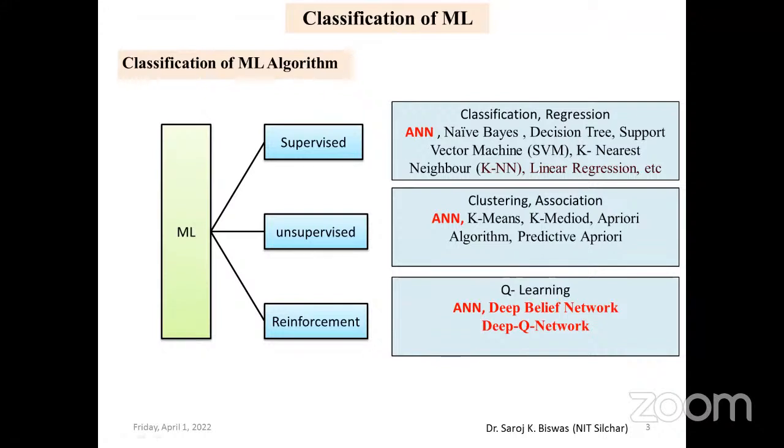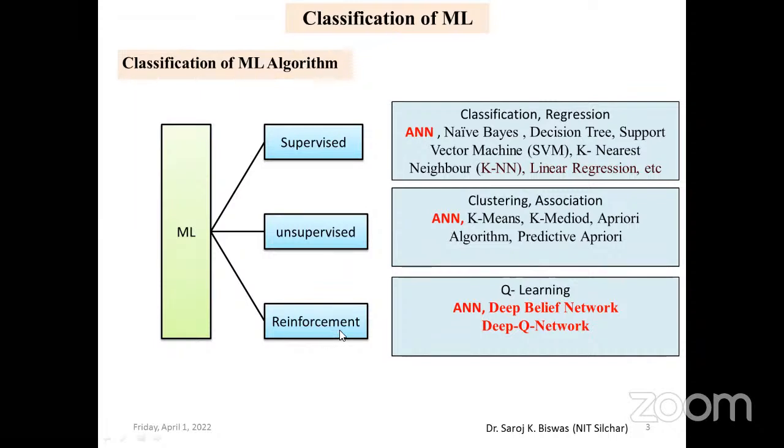That's why I have taken in a slide these things: neural network, Bayes, decision tree, support vector machine, k-nearest neighbor, linear regression, and a number of regression methods. If it is unsupervised, then the tasks related to unsupervised learning are clustering and association rule mining. Those tasks again can be done using neural networks, k-means, k-medoid clustering algorithm, Apriori algorithm, predictive Apriori algorithm, and different machine learning algorithms. But one thing to notice here is that clustering can still be done using, say, an artificial neural network.